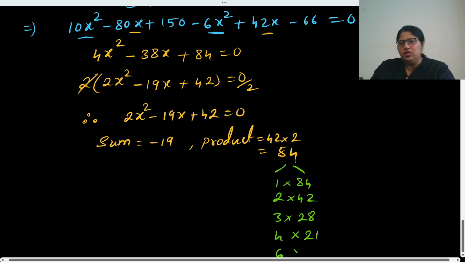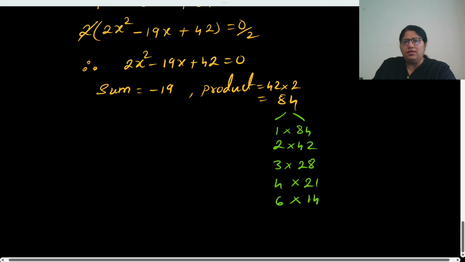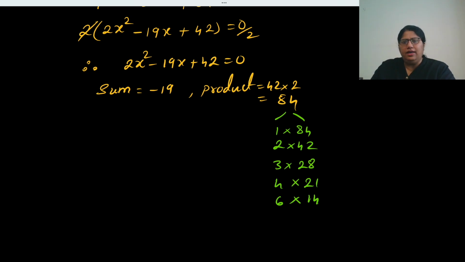I can take 6 also. 6 times 14 is 84, so this is going to be 20. Till now we did not get 19. So how are we going to do it here? 7, is it divisible by 7? Yes. 7 times 12 is 84.